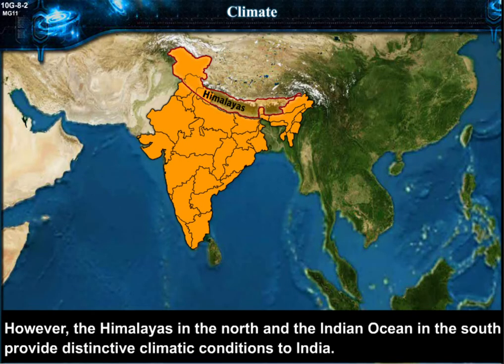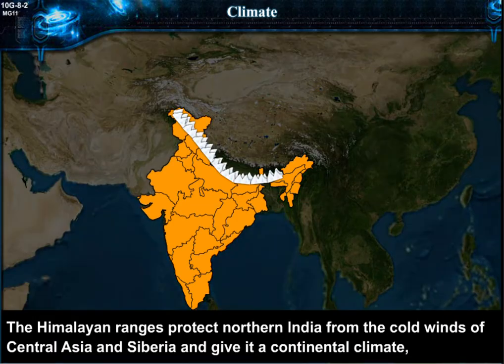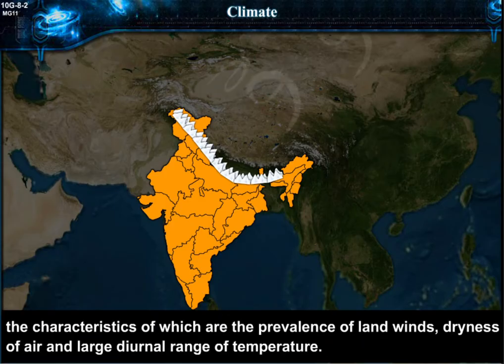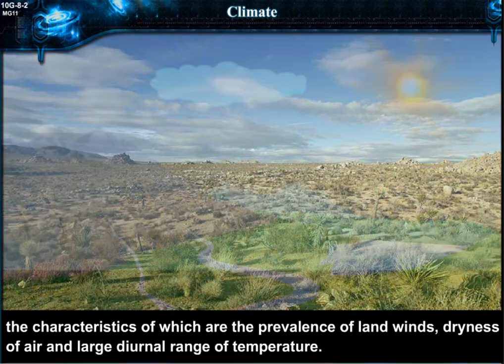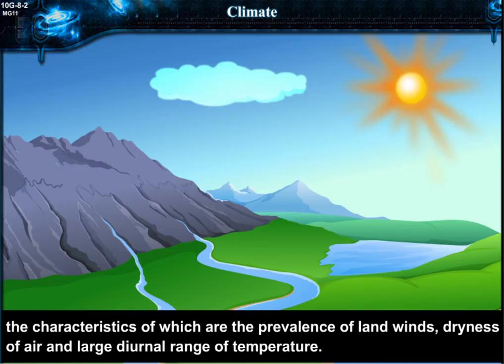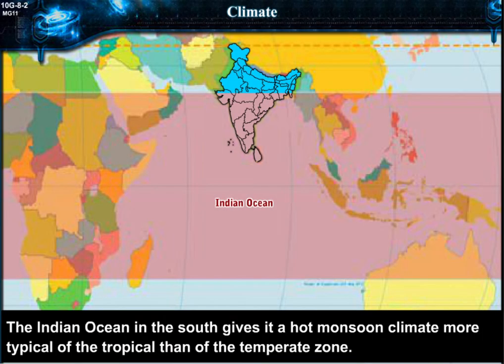However, the Himalayas in the north and the Indian Ocean in the south provide distinctive climatic conditions to India. The Himalayan ranges protect northern India from the cold winds of Central Asia and Siberia and give it a continental climate, the characteristics of which are the prevalence of land winds, dryness of air, and large diurnal range of temperature. The Indian Ocean in the south gives it a hot monsoon climate, more typical of the tropical than of the temperate zone.